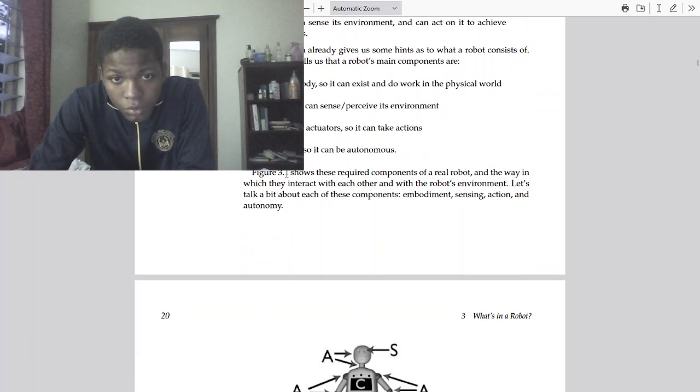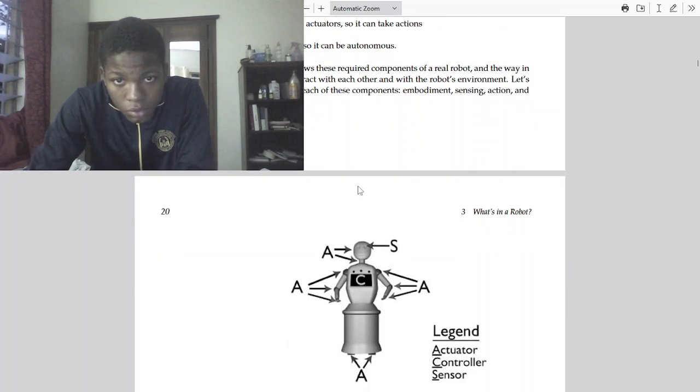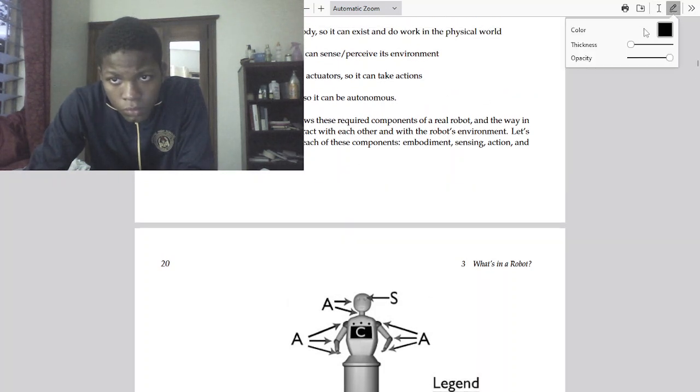Alright, figure 3.1 shows the core components of a regular robot, the way in which they interact with one another, and the robot's environment. Let's talk a bit about each: embodiment, sensing, action, and autonomy. Oh, so you just simplify them into those.